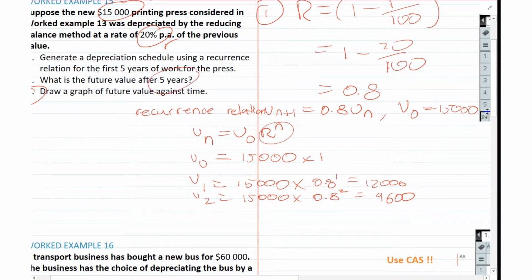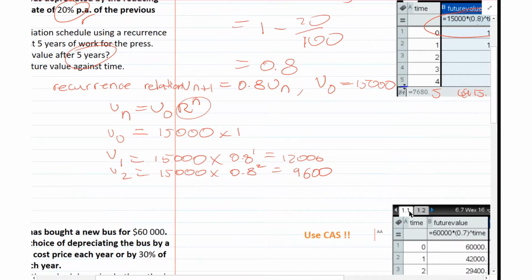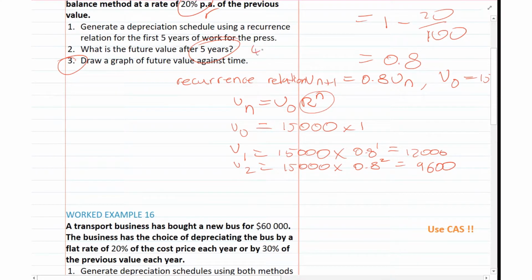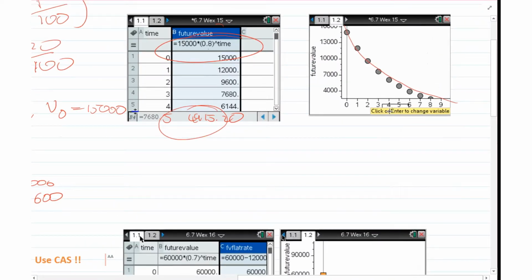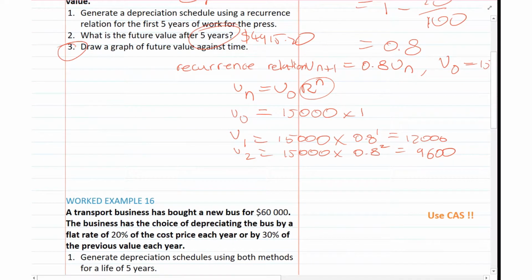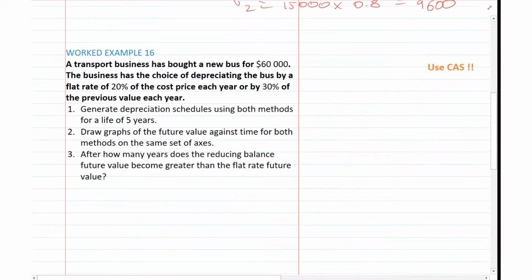What is the future value after 5 years? Well, you've just calculated that here. That's 4915.20. You've already done that, and then you've plotted it, so you've done each part. So you've done 1, 2, and 3 there.